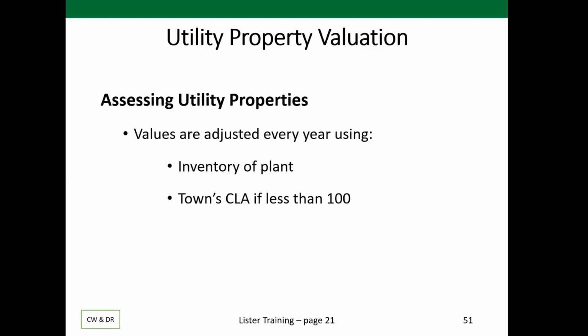And then because utility companies are required to file every year a new inventory, is what we call it, they give us new information about what they've added and what they've deleted. Because of that, they get to apply the common level to that number. So we're going to provide you with a value for transmission and distribution. You will enter that into your grand list, applying the CLA to that, your most current CLA that was certified in January. And then you might have other utility properties that you will have to value.